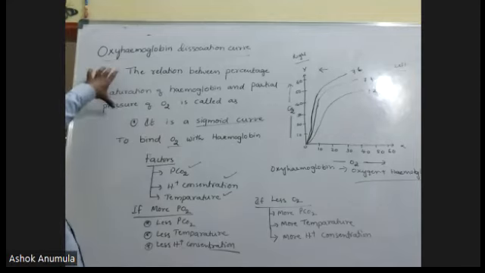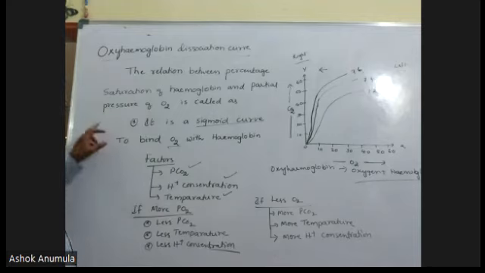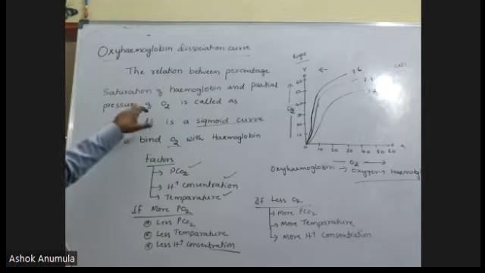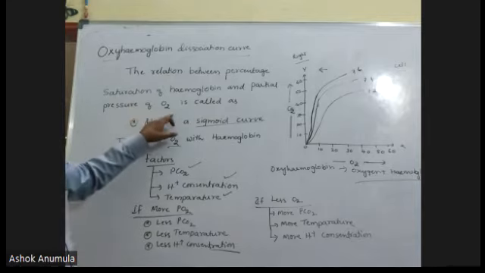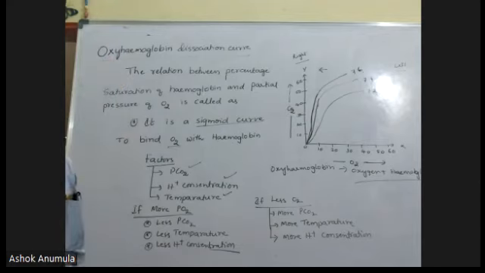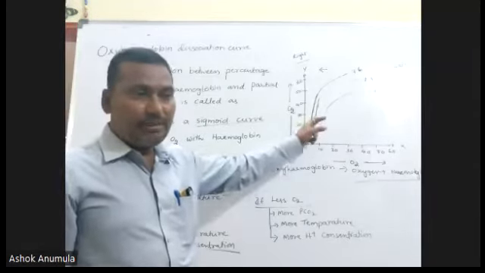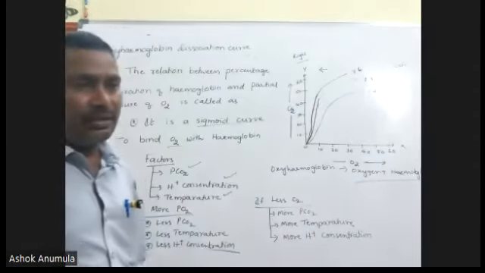I would like to give the definition once again. Listen to me. The relation between percentage saturation of hemoglobin and partial pressure of oxygen is called the oxyhemoglobin curve. It is a sigmoid curve. It has a somewhat S shape, that's why it is called a sigmoid curve.